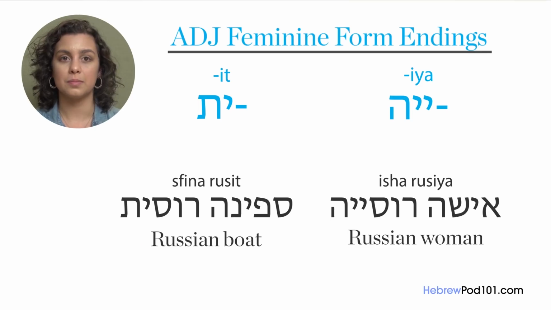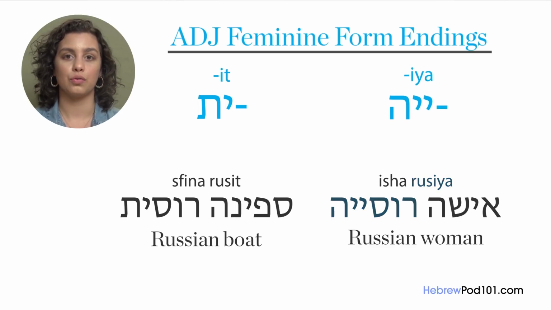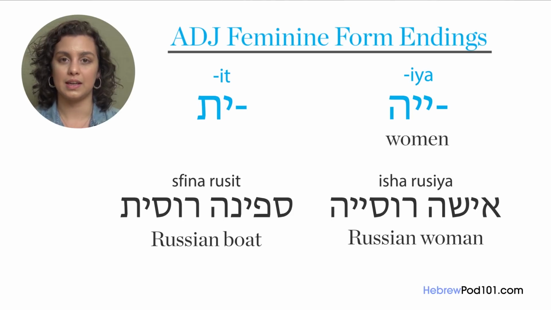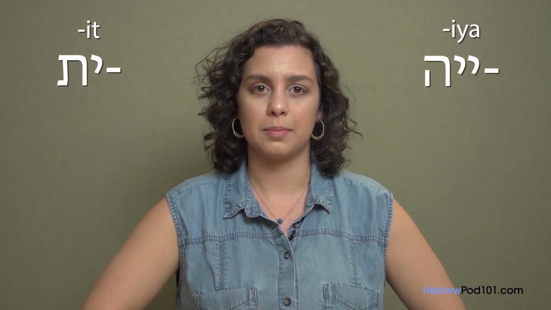So why does this happen? First of all, it's important to know that both forms of these adjectives are commonly used, but in different contexts. Usually the ending ya, like in Rusiya, Russian woman, is used to refer to a woman, while the ending it, like in Rusit, Russian boat, is used to describe places or objects, such as a restaurant, a shirt, or the Russian language. Grammatically speaking, both forms are acceptable.